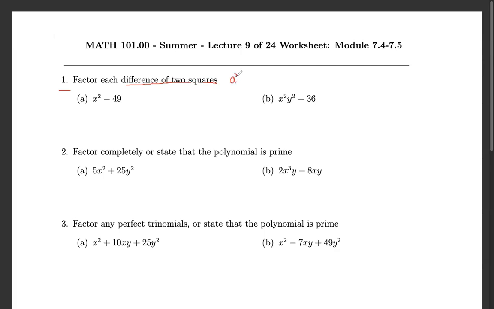If we have something squared minus something squared, you see there's a difference. Difference means there's a subtraction. Two squares, you see this first one is a square, second one is a square. So I use A and B to represent. So that can be factored as A plus B times A minus B. Let's see why is that.